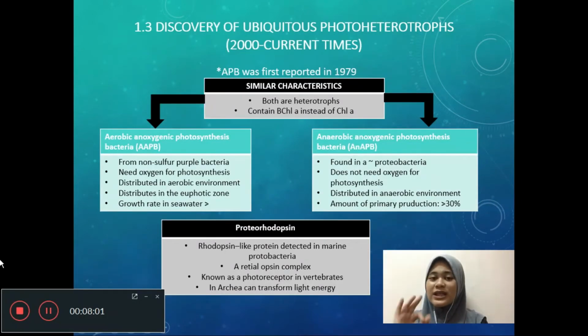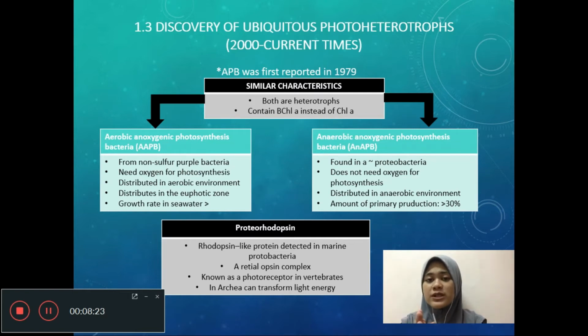Now, we move to the third subtopic, which is discovery of ubiquitous photoheterotroph. In this subtopic, there are two main things that need to be known, which are the wide distribution of AAPB, and proteorhodopsin-containing bacteria. Now, let's move to the AAPB first.